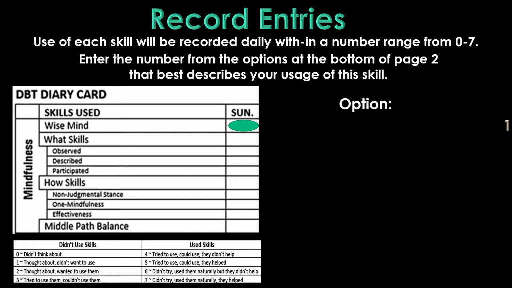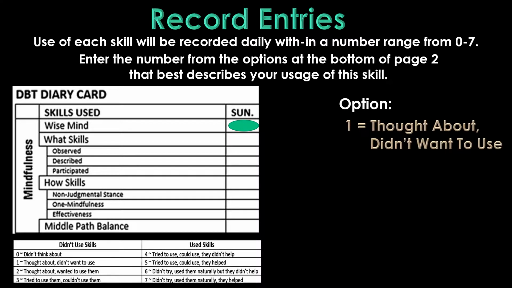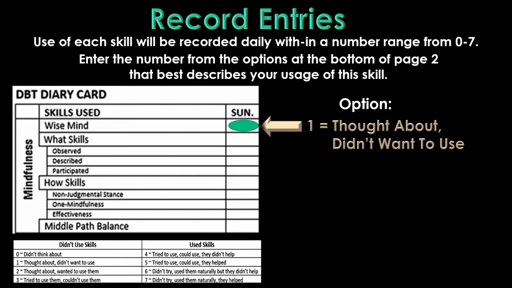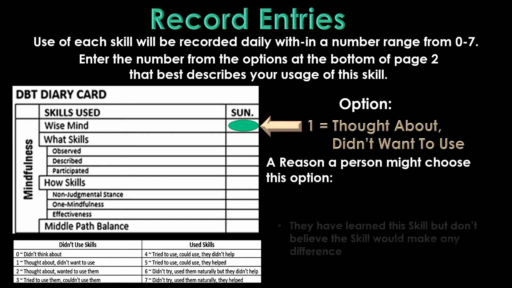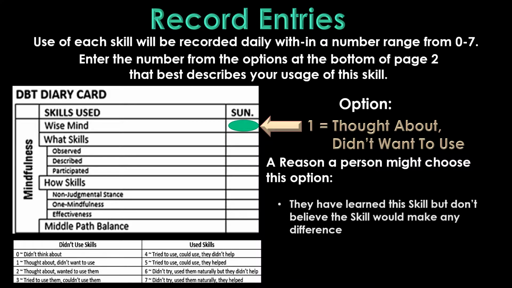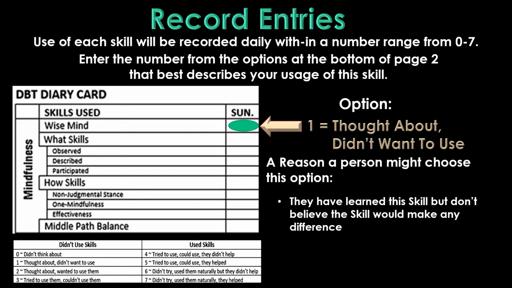Our second option is option number 1. You thought about it, but didn't want to use it. A reason a person might choose this option: they have learned this skill, but don't believe the skill would make any difference.